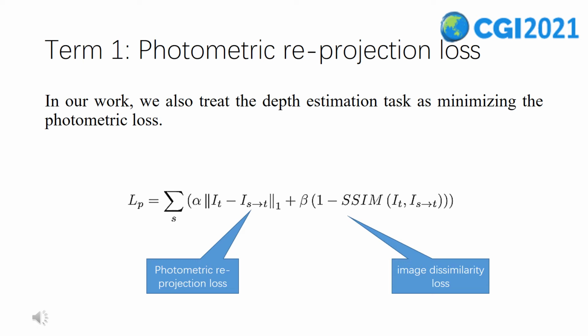Our loss function contains four terms. The first term is the photometric reprojection loss. In our work, we also treat the depth estimation task as minimizing the photometric loss. With the estimated depth map Dt and the camera pose from target to source, we synthesize L source to target by warping the source view image Ls. Differentiable bilinear interpolation is used. With the synthesized L source to target and the reference view image Lt, we can formulate the photometric reprojection loss in the formula. To handle illumination changes in real-world scenes, we also add an image dissimilarity loss, SSIM.